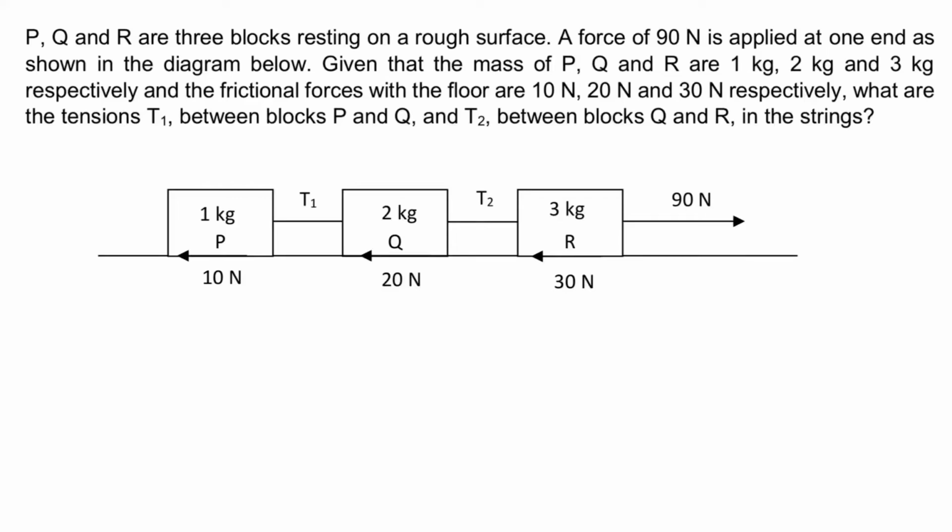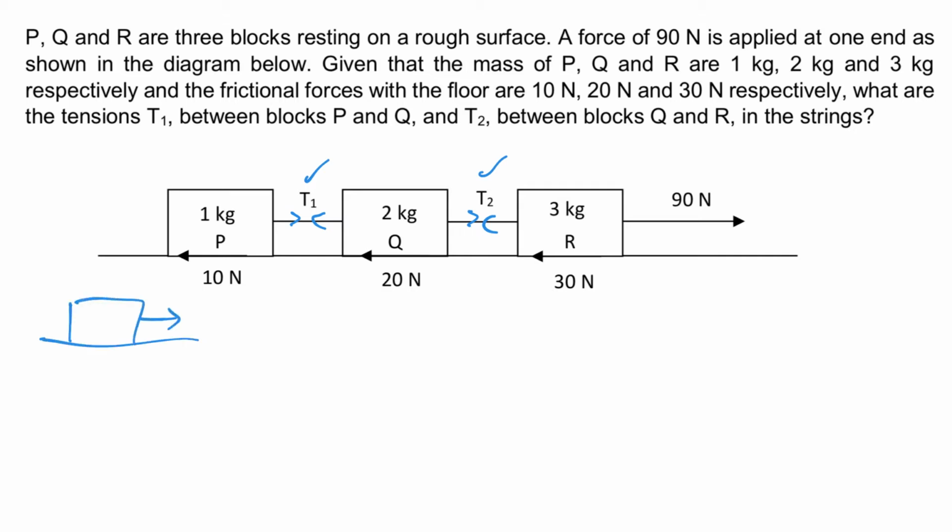In this question, you're supposed to find the tension in the strings T1 and T2. And likewise, you should know that it's an action-reaction pair. But of course, T2, since it's dragging more mass compared to T1, will have a higher magnitude compared to T1. Now, similarly, we will consider it as a whole system.